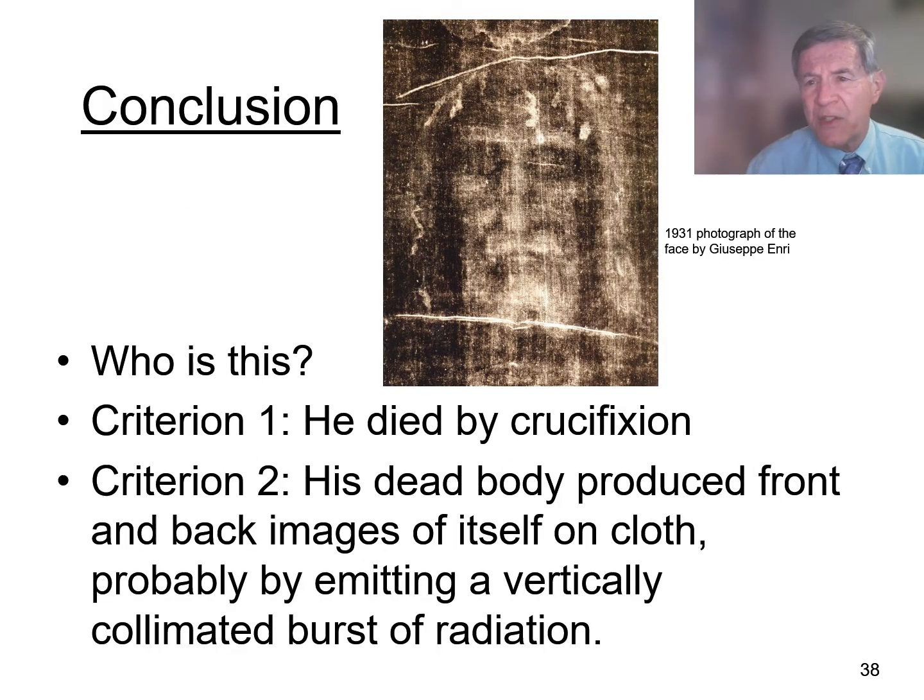When we look at the face on the shroud, it is natural to ask the question, who is this? This question is the ultimate application of this study. There are two criteria that must be satisfied to properly answer this question. Criterion 1. This is a man that died by crucifixion. Criterion 2. His dead body, in some way, probably by emitting a burst of vertically collimated radiation, produced front and back images of itself on the Shroud of Turin.